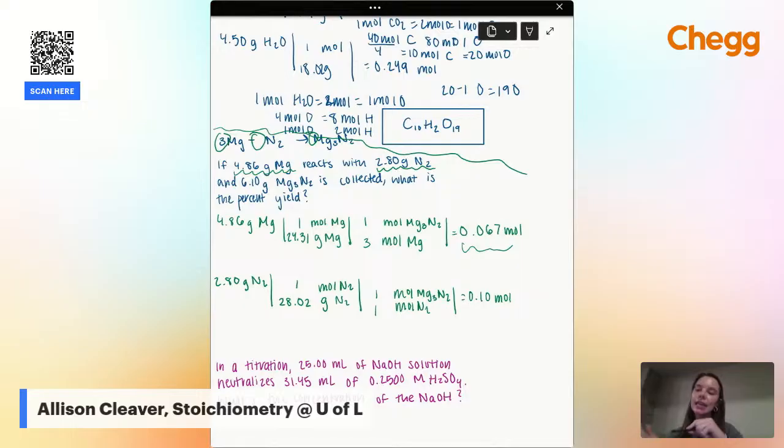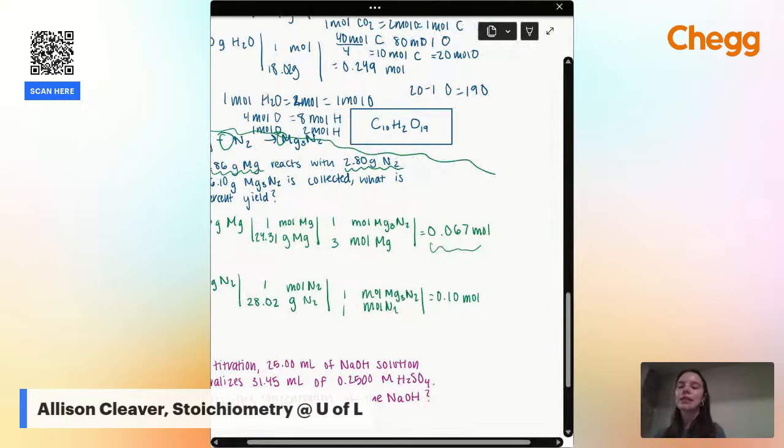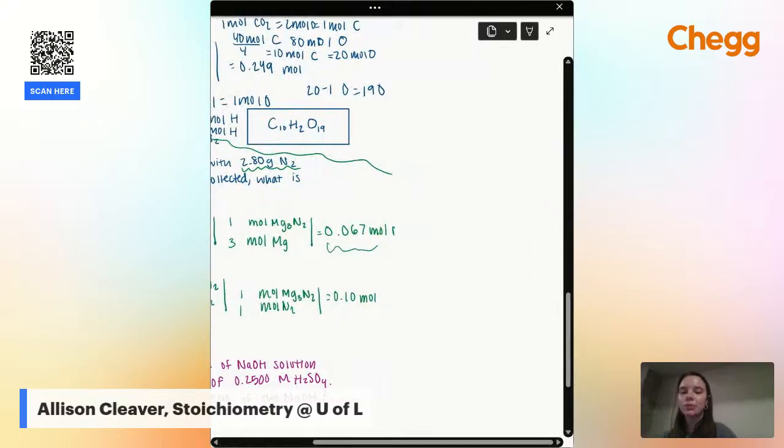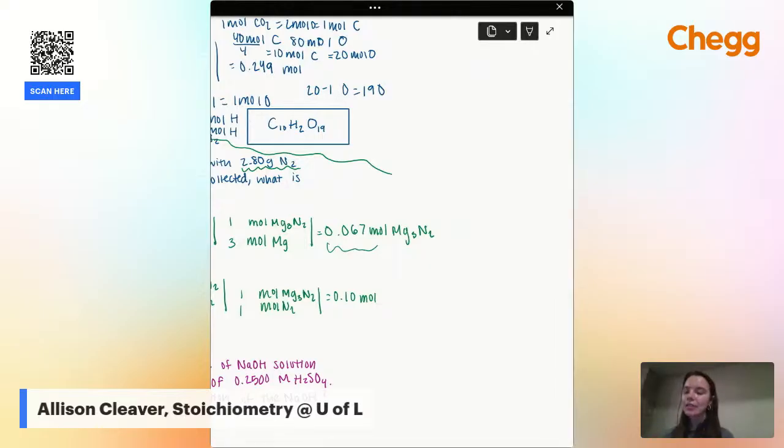And now we want to figure out percent yield. Since the problem gives us grams for percent yield, I would suggest converting the moles we just calculated to grams. You can find percent yield in moles or grams. It should be the same because the molar mass conversion would be the same. But I think it's going to be easier to convert this 0.067 moles of Mg3N2 to grams of Mg3N2. So let's find that molar mass.